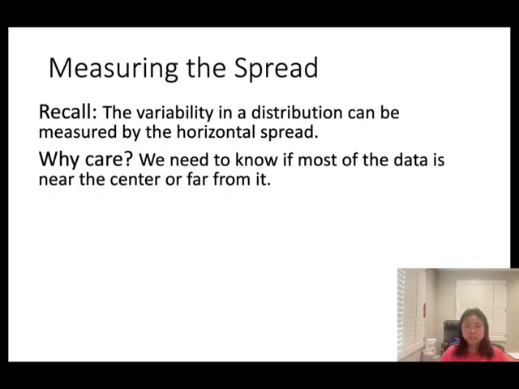Measuring the spread of the data. After we talk about finding the mean, we're going to talk about the variability. So remember, the variability in the distribution can be measured by the horizontal spread. Why care? We need to know if most of the data is near the center or far from it. So we talked about this in sections 2.1 and 2.2. We want to see how spread out the data is, meaning if all the data is going to be close together or they're going to be far away from each other.